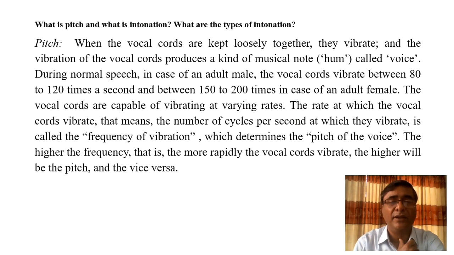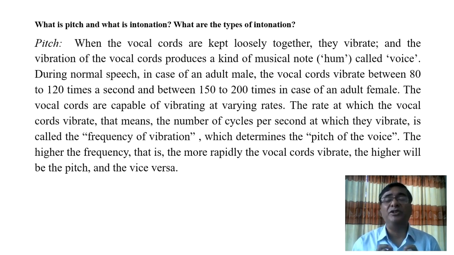When these sounds are produced, when the vibration takes place, then the sound is produced. In normal speech, in the case of an adult male, the vocal cords vibrate between 80 to 120 times a second. This is quite interesting. For an adult male, the rate of vibration ranges between 80 to 120 times per second, and between 150 to 200 times in the case of an adult female. So look at the difference between an adult male and an adult female.